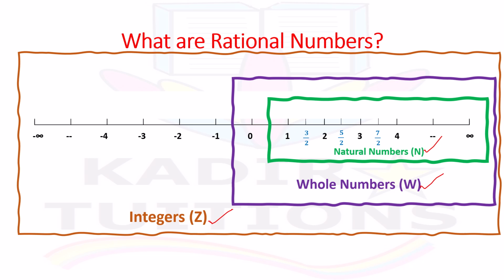Now see, in between the whole numbers, we may have some ratios of numbers also. Between 1 and 2 I have 3 by 2, between 2 and 3 I have 5 by 2, between 3 and 4 we have 7 by 2. So all these are ratios of whole numbers, and they are known as fractions.